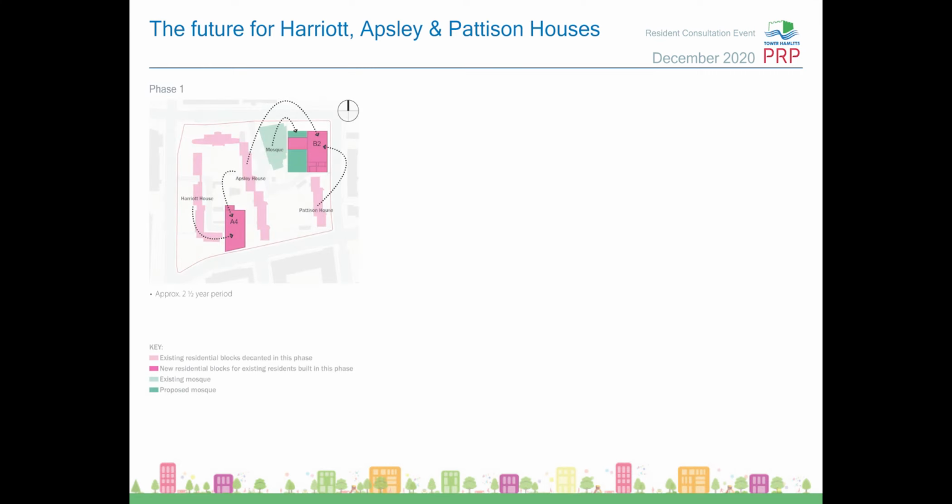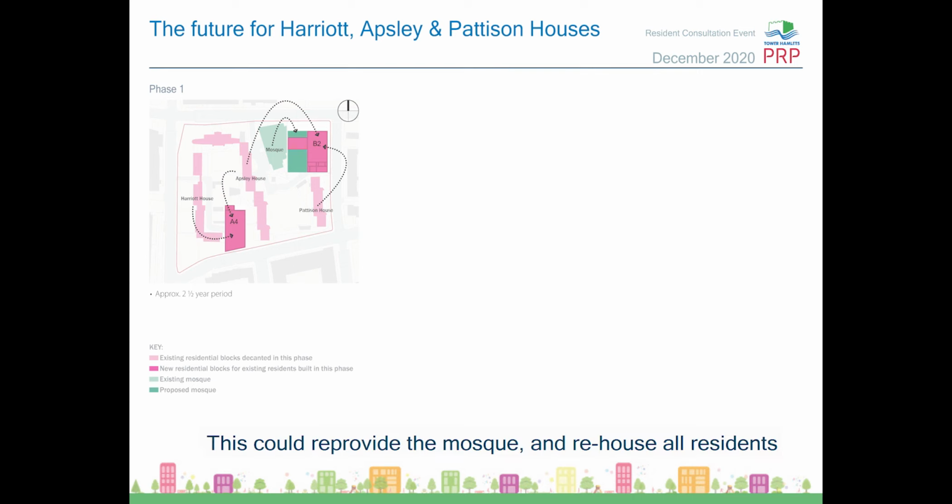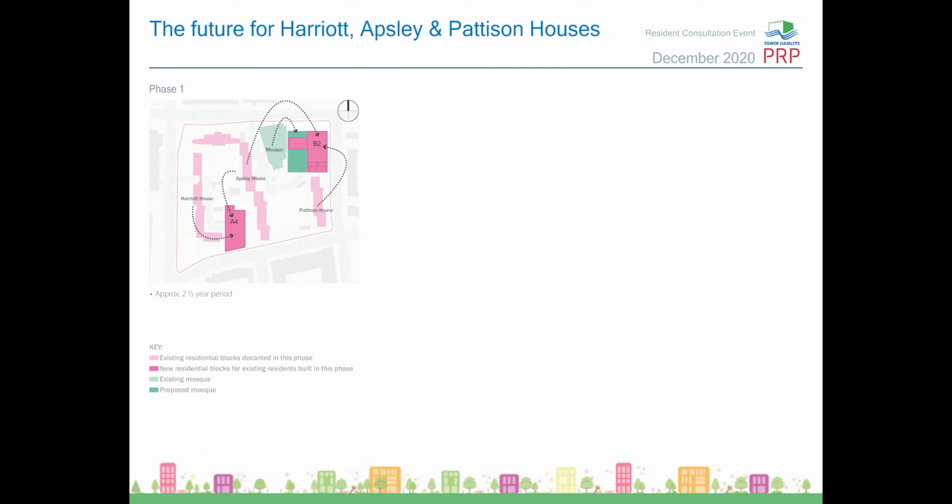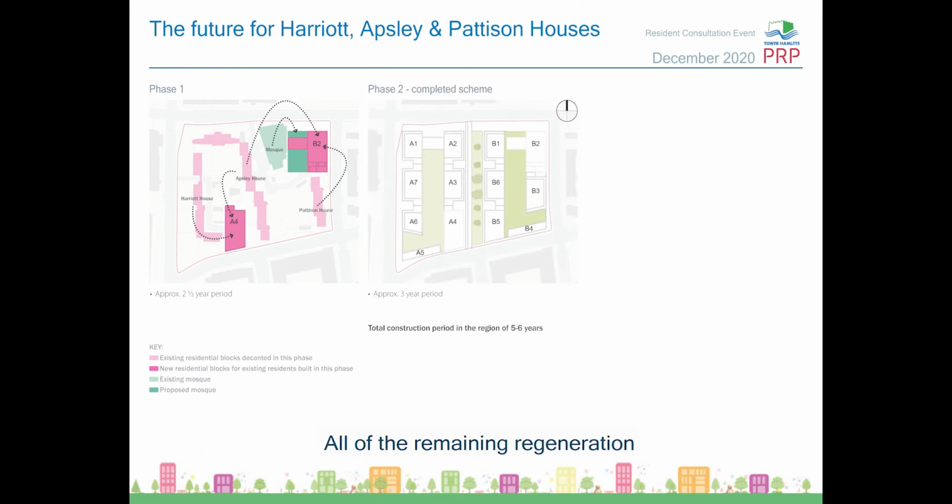Scenario 2. This time we build in the northeast corner and in the southern part of the site between Harriott House and Apsley House. This could re-provide the mosque and rehouse all residents upon the completion of the first phase. The estimated time of construction is 2.5 years. All of the remaining regeneration is completed in the second phase. The estimated time of construction for this second phase is 3 years.